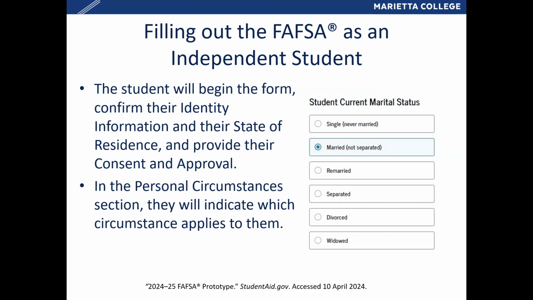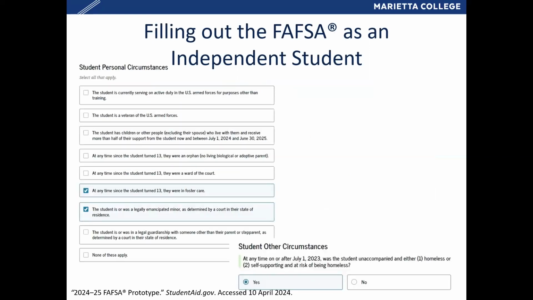In the personal circumstances section is where they will indicate which circumstance applies to them to make them an independent student. So over here on the right, I do have what the current marital status screen may look like if the student is an independent student due to being married. Again, here are some more examples of what the student may select if they are an independent student. If they select any of the following situations here on the left, except for none of these apply, of course, then that would make them an independent student, as well as the other circumstances which asks about the student being unaccompanied and either homeless or at risk.